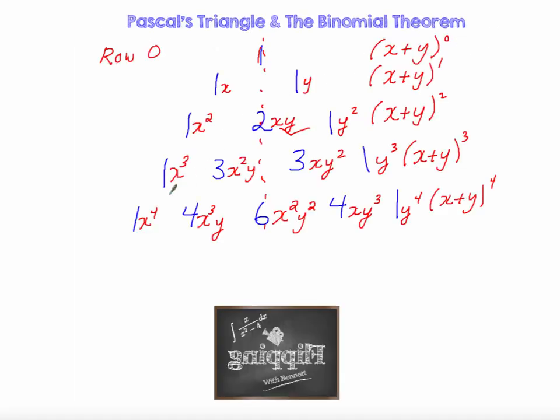So if I look at it, I need the fourth row of Pascal's triangle. If I go back, there's the fourth row. That's the one I want. Okay, so my coefficients are 1, 4, 6, 4, 1.